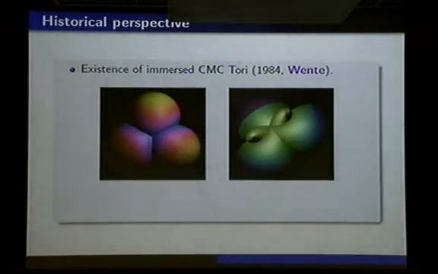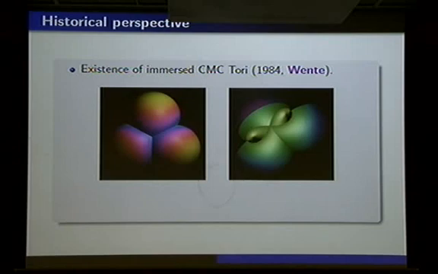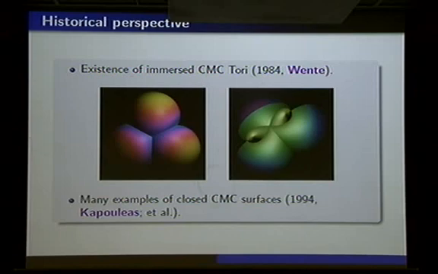It took about 20 years for Wente to prove that there exist other CMC surfaces. His paper was Counterexamples to the Hopf conjecture. And so the second one is half of a Wente torus. Somehow you open it up. That's the idea. And after these examples by Wente, there are many examples of closed CMC surfaces, starting from the examples of Kapouleas, but then many others.